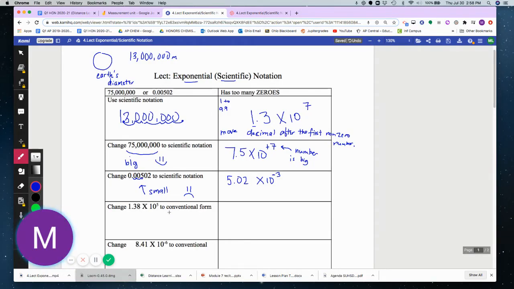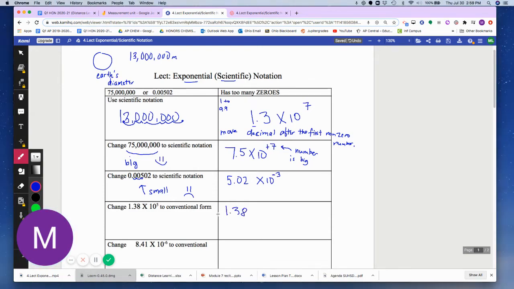Now to change it to conventional form, all you have to do is write the number 1.38, move it 5 times because there's a 5, and since it's positive, that means you want to make this number big. To make it big, you're going to move it to the right. 1, 2, 3, 4, 5 times, which means you have $138,000, or whatever the unit is.